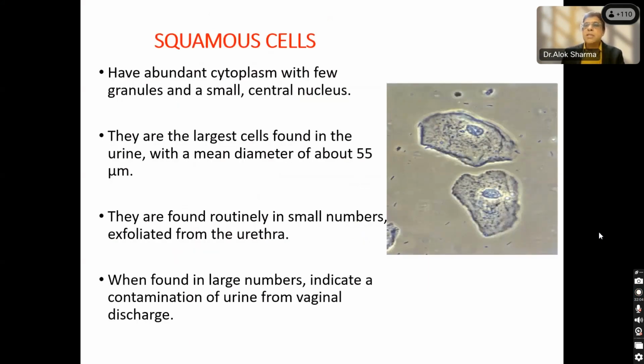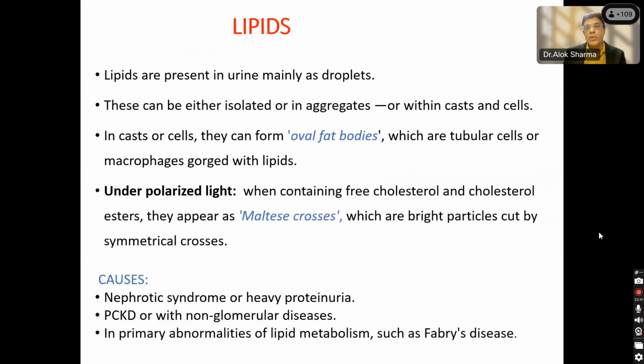Now, these are the most common cells, the squamous cells. Every urinary sediment will have at least occasional squamous cells. You can identify them by their very copious amount of cytoplasm and a small nucleus. They are the largest cells in the urine, so you can easily identify them. They are usually exfoliated from the urethra, so a small number of them you may find in almost all urinary sediments. But if you see them in larger numbers, then usually they are either a part of contamination or a part of vaginal discharge in female patients. So that's the importance of identifying squamous epithelial cells.